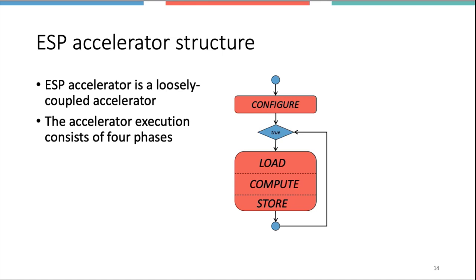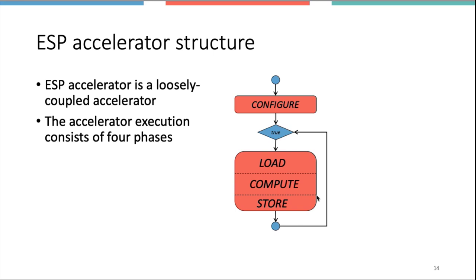We have seen how the ESP accelerator interface should be defined for Catapult synthesis, and we have also seen the resulting RTL implementation of such an interface. Let's also observe the internal structure of the ESP accelerator. Let's remember that the accelerators in ESP are loosely coupled and that the accelerator execution consists of four phases. There is a configuration phase, and after that, the accelerator iterates and possibly pipelines load, compute, and store phases.